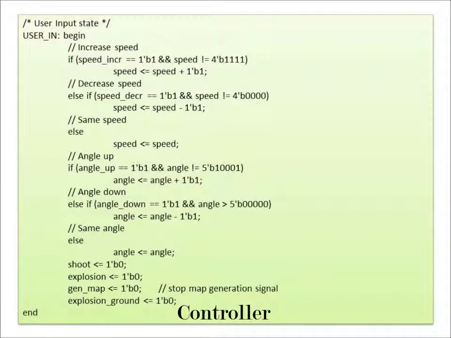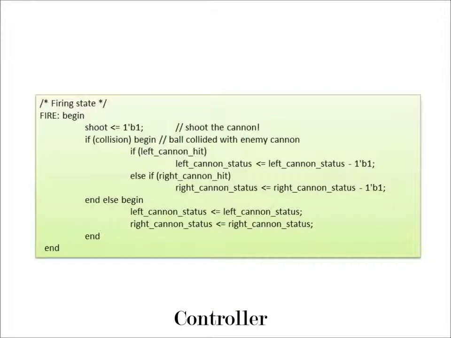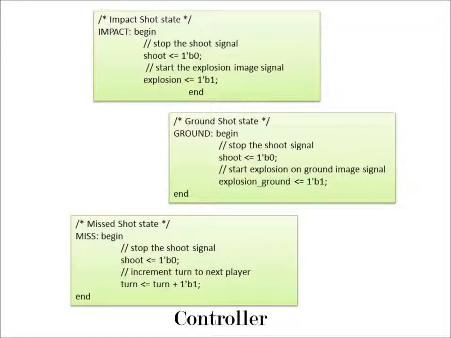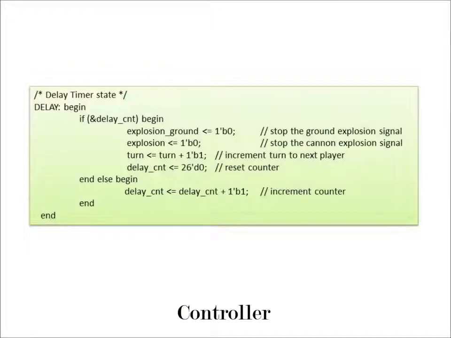The user input state continuously checks if buttons have been pressed to increase or decrease the speed and angle. The firing state signals a shoot and updates the cannon status if a collision has occurred with an enemy cannon. Each of the 3 outcomes stop the shoot signal and set their respective output. Finally, the delay state times how long to show an explosion if a cannon was hit or a timeout if the ground was hit.